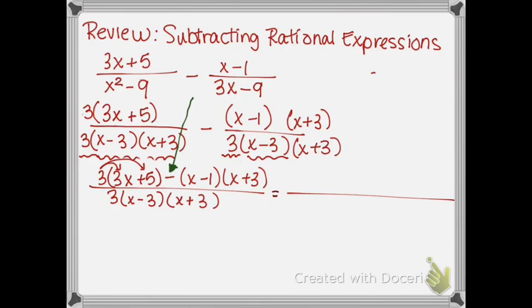Okay, so we're distributing that 3 to get 9x plus 15 minus. Now careful, let's FOIL this out and then we still have to distribute that negative. So many details to pay attention to. So foiling first, when I combine the outer and the inner, I get plus 2x. Last times last is minus 3.